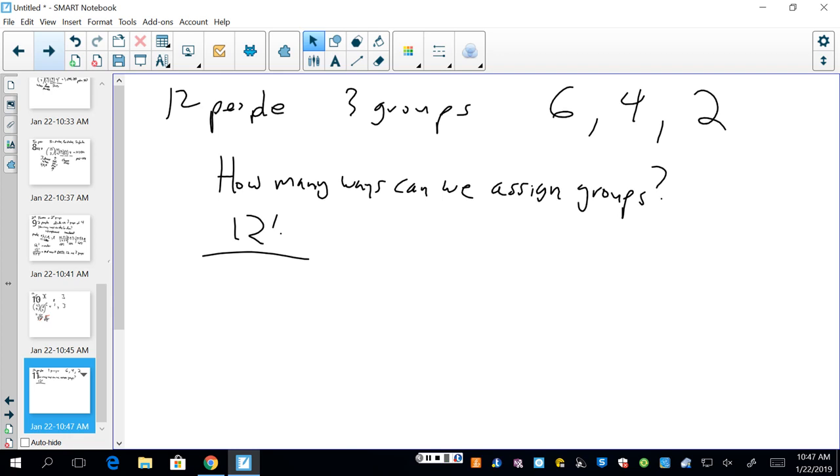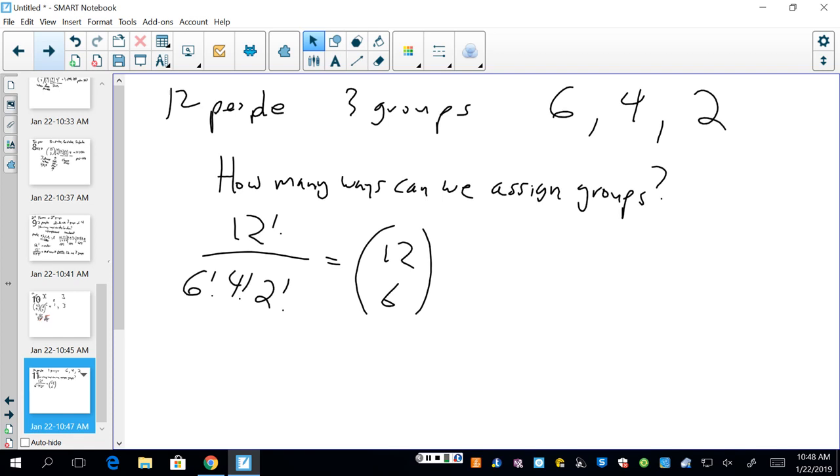Right? So instead of dividing by 4 factorial, 4 factorial, we could reorder those 6 to the first group, and then 4, and then 2 should give us the answer. Or if we think about picking 6 for our first group, right? 12 choose 6 would be our first choice. Pick 6 people to be in the big group to do the whatever task that is.